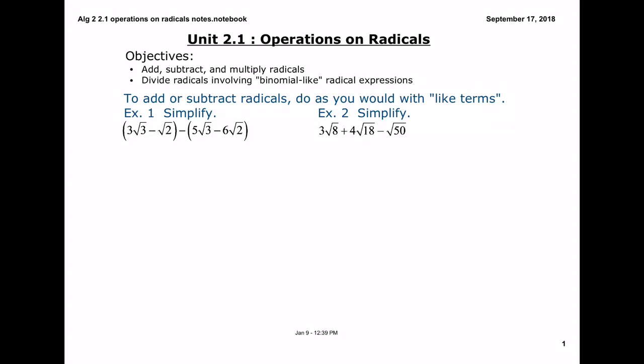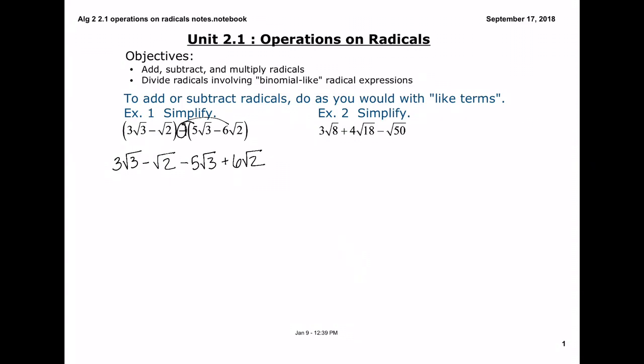Example number 1, simplify. In example number 1, we are going to distribute a negative 1 to both of these terms. So our first parenthesis, 3 root 3 minus root 2, is going to stay the same. Distribute a negative, we get negative 5 root 3. Negative times a negative gives us a positive 6 root 2.